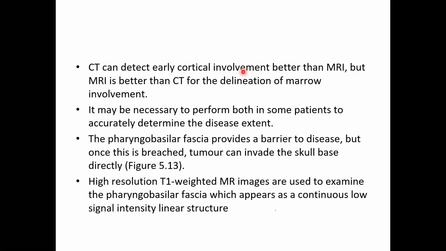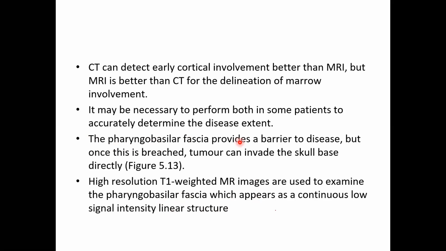CT scan detects early cortical involvement better than the MRI, but MRI is better than CT for the delineation of the marrow involvement. It may be necessary to perform both in some patients to accurately determine the disease extent. The pharyngobasilar fascia provides a barrier to disease, but once this is breached, tumor can invade the skull base directly. High resolution T1 weighted MR images are used to examine the pharyngobasilar fascia, which appears as a continuous low signal intensity linear structure.